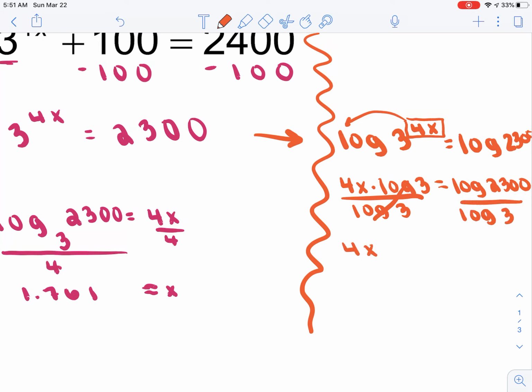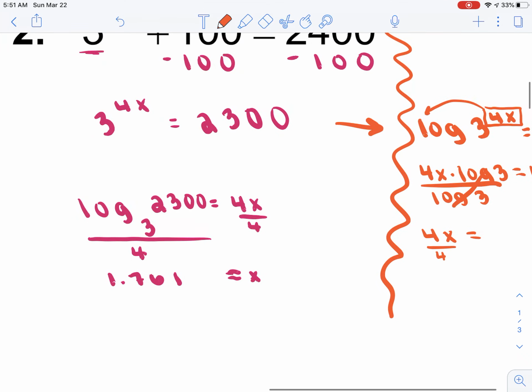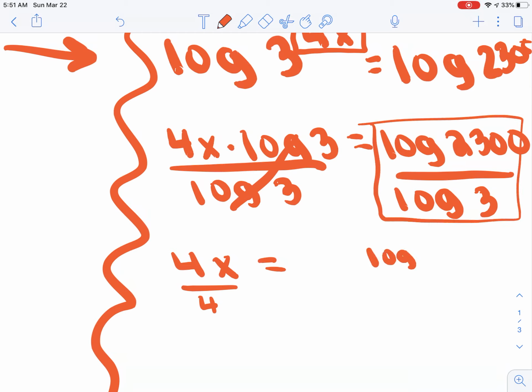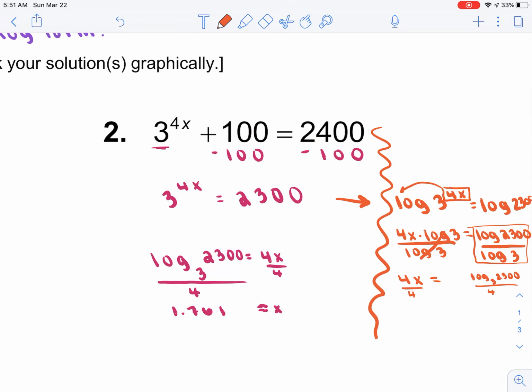and then I get this quantity right here, which we already saw, and then take that quantity and divide it by 4, notice that you would get the same answer that we got over here, because this piece right here is the same thing as log base 3 of 2300. And then when we divide it by 4, we get that same answer. So just showing you either method works.